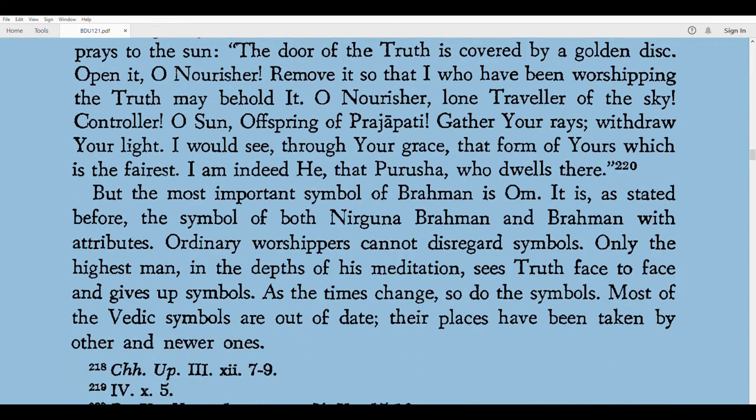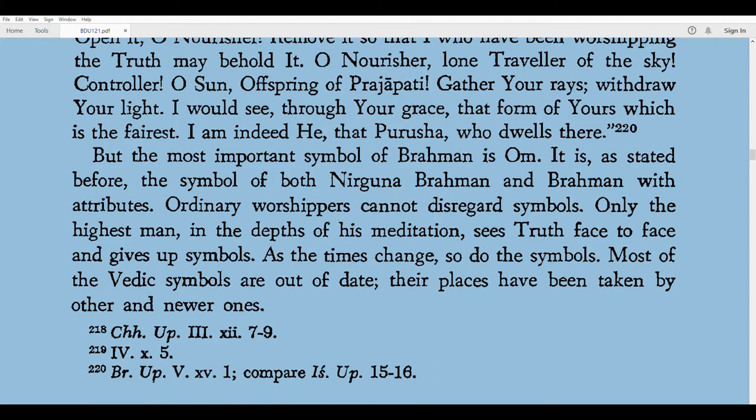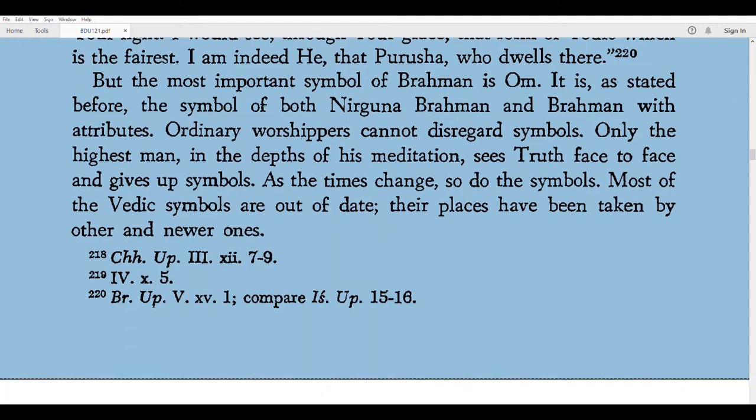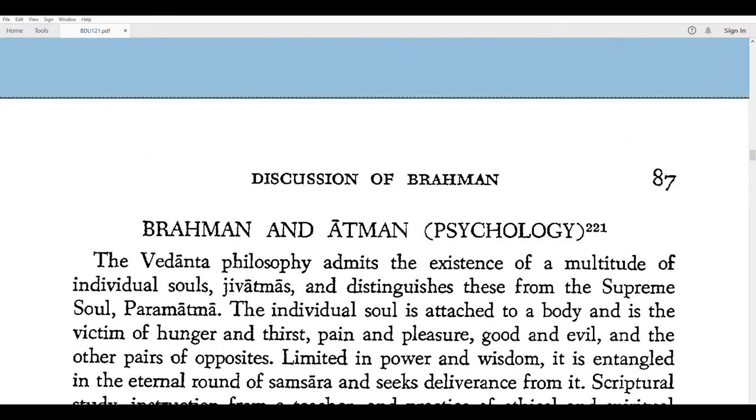But the most important symbol of Brahma is Om. It is, as stated before, the symbol of both Nirguna Brahma and Brahma with attributes. Ordinary worshippers cannot disregard symbols. Only the highest man, in the depths of his meditation, sees truth face to face and gives up symbols. As the time changes, so do the symbols. Most of the Vedic symbols are out of date. Their places have been taken by other and newer ones.